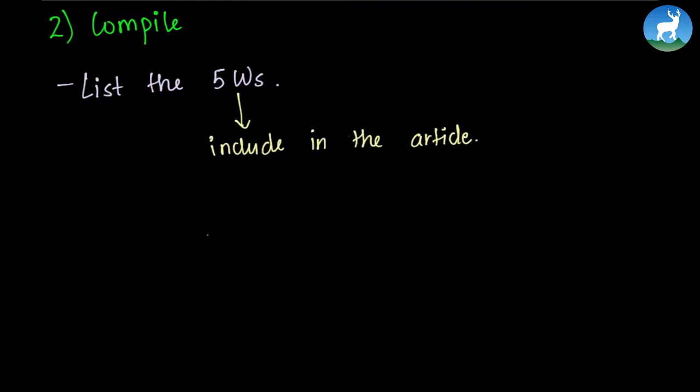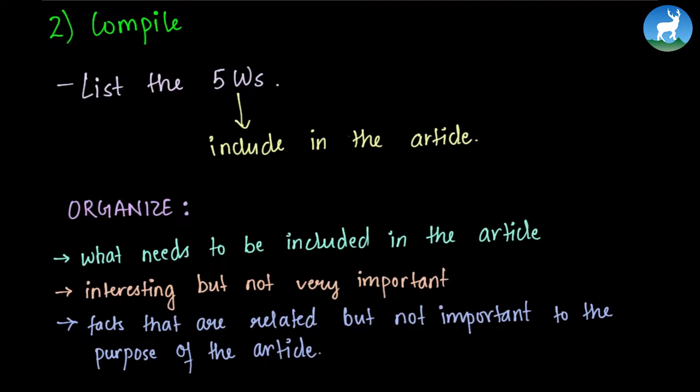Now once you're done with listing them, you need to organize the listed facts into 3 groups. The 3 categories in which you need to organize or classify your listed 5 W's are: you need to know if a fact that you're trying to put in your article needs to be included in the article. You also need to know if it's interesting but not very important to the article. So that can be a very interesting fact that you know about an incident. However, it might not be very important to the article.